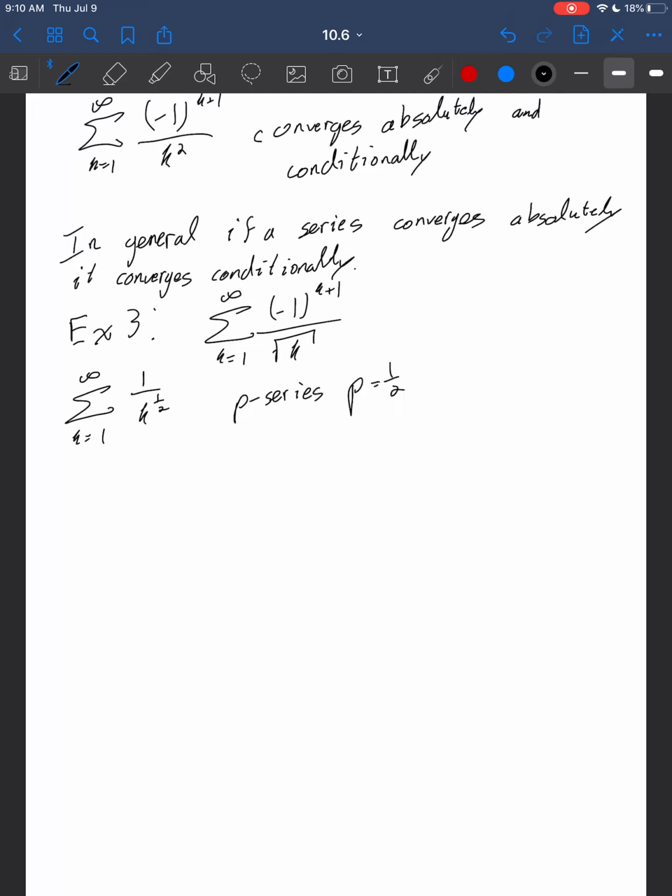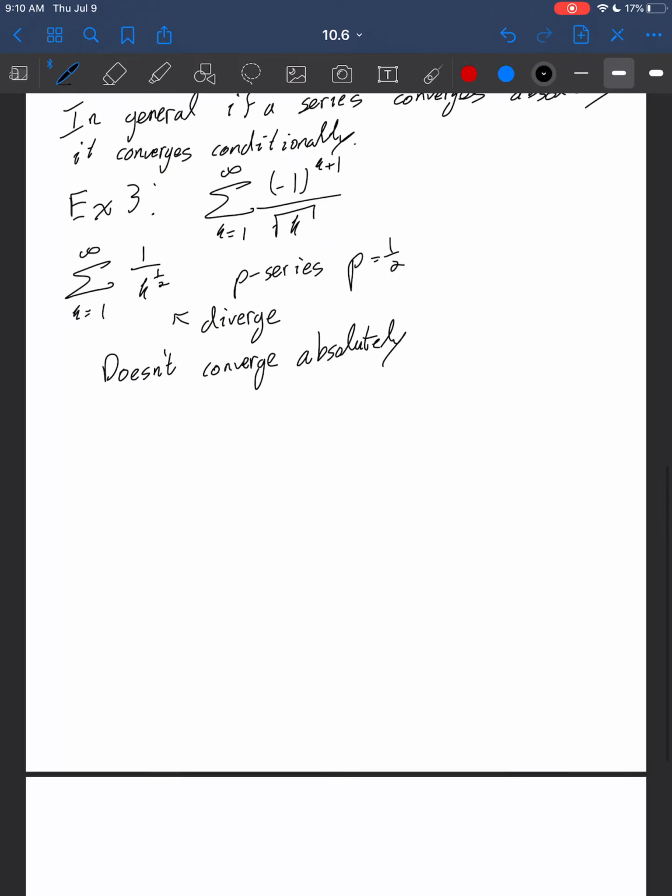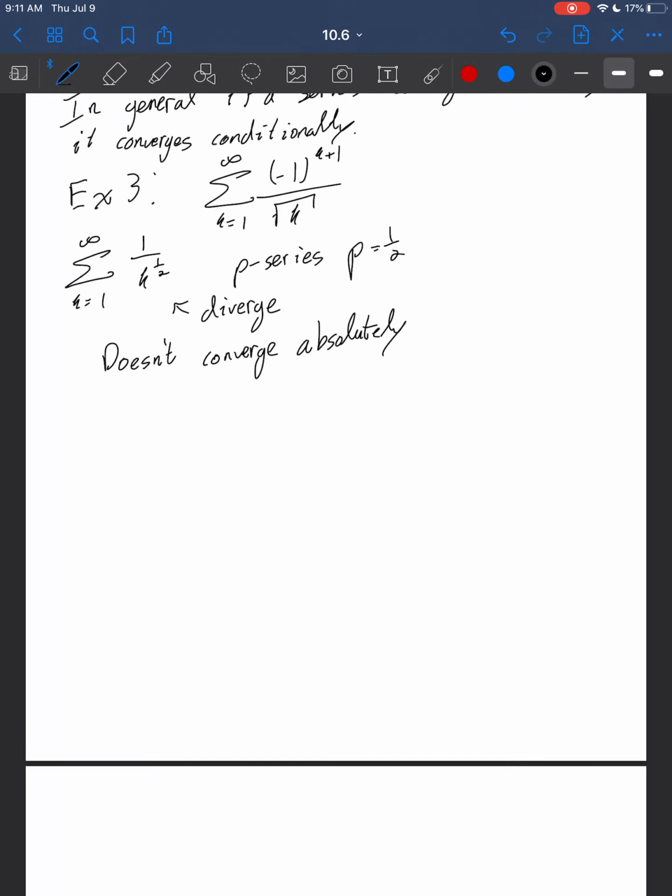Well, this is a p-series with p as 1/2 as our exponent. And if we remember back to our p-series test, this is going to diverge. Okay, so it doesn't converge absolutely. What about converging conditionally? So it doesn't converge absolutely. What about conditionally?